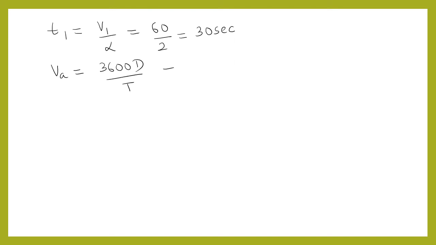We have time for acceleration T1 equal to V1 by alpha, so it is equal to 60 by 2, that is 30 seconds. We have VA equal to 3600 D by T, which implies T equal to 3600 into 2 by 40, that is equal to 180 seconds.